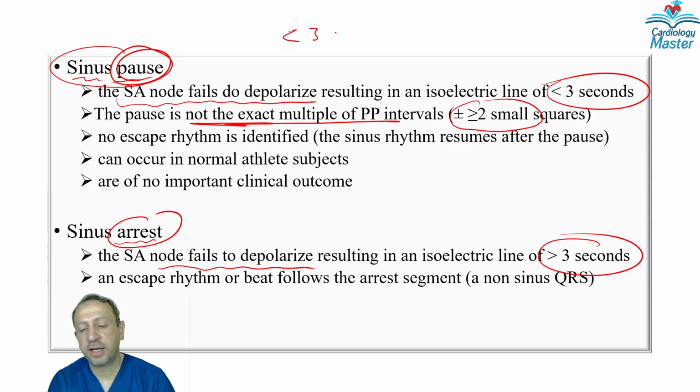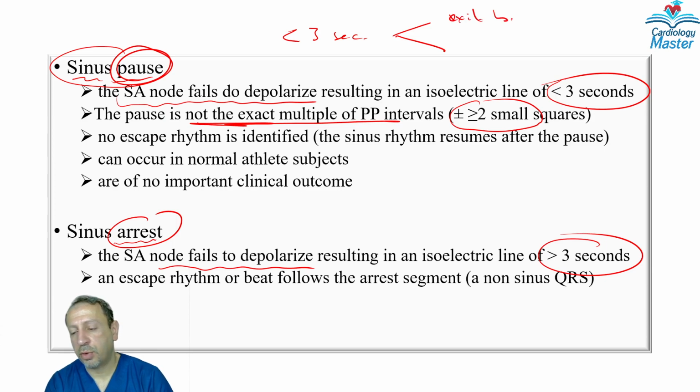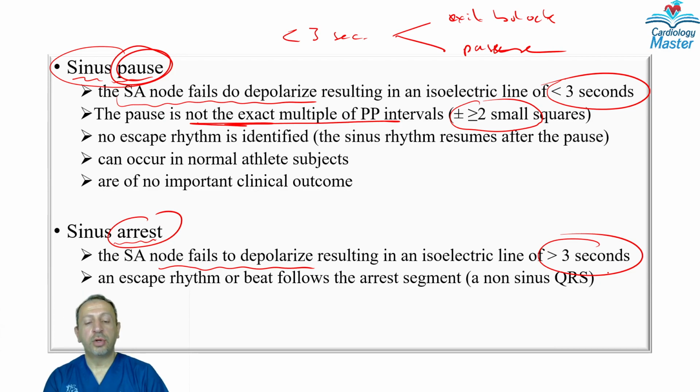So if it is less than 3 seconds, it's either an exit block or a pause. If it is more than 3 seconds, then this is an arrest. This is what you need to know. Usually sinus pause can occur in athletes and it has no clinical outcome, but sinus arrest is very dangerous, and it is always followed by an escape rhythm, which is different than the sinus pause.